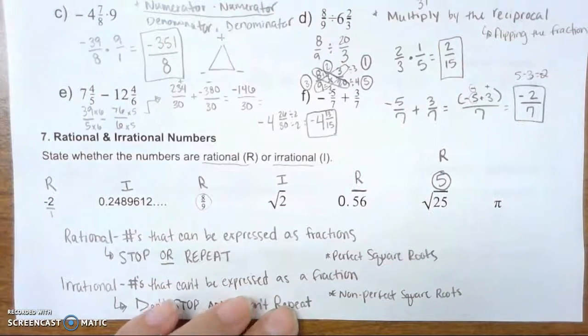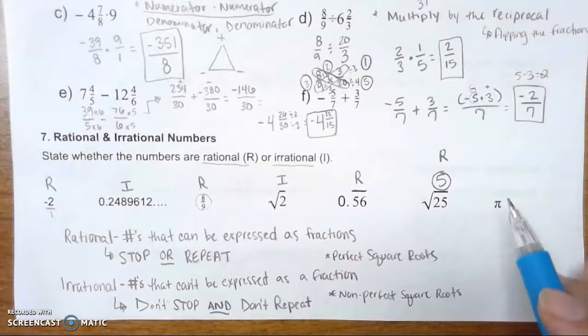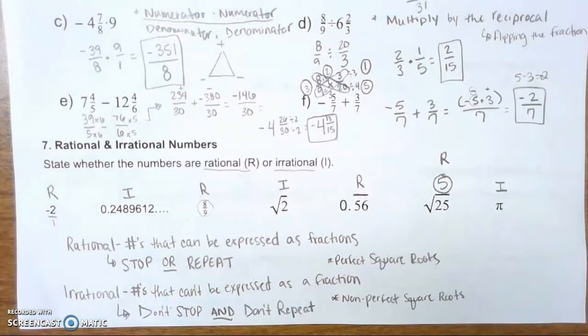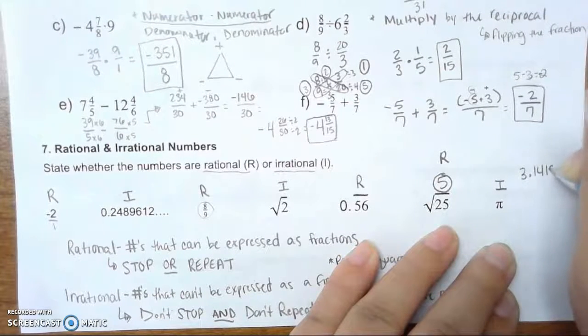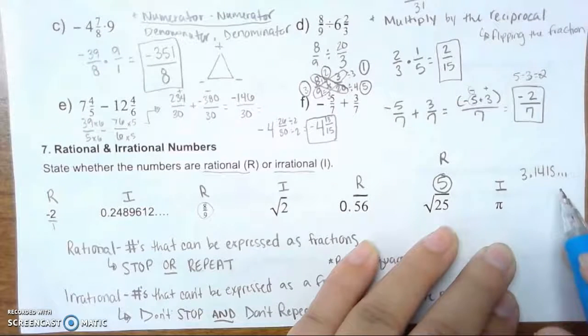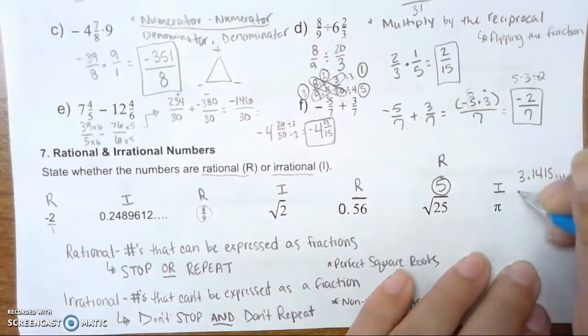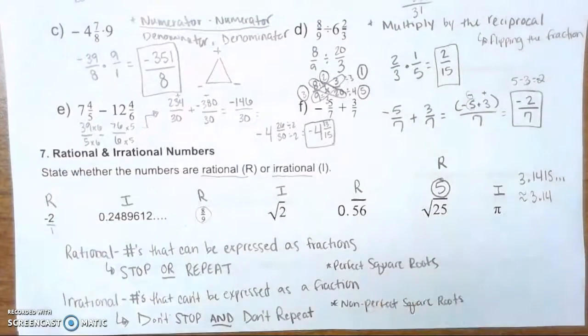And pi. Remember, pi is a number that does not repeat and it doesn't stop. It's that special irrational number. Okay? We know pi though. Pi continues on forever. 3.1415... Okay? Pi goes on forever. Remember, we know it as 3.14. Okay?